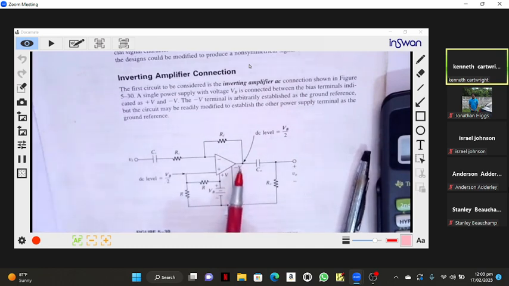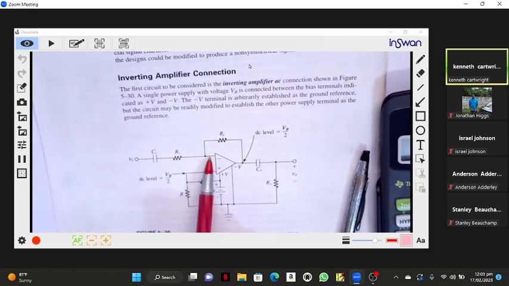Anyway, so half the VCC is going to be at the output. So if half the VCC is also going to be at this input, because there's no drop across this resistor, that means we're going to have to supply VCC over 2 to the non-inverting terminal, because the voltage of the non-inverting terminal has to be the same as what's at the inverting terminal.